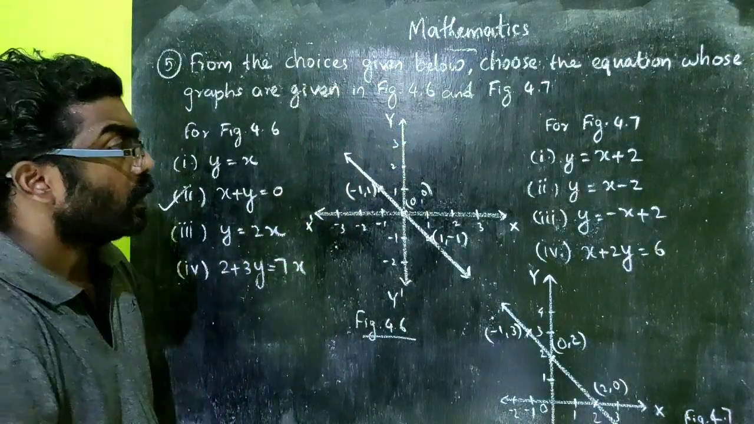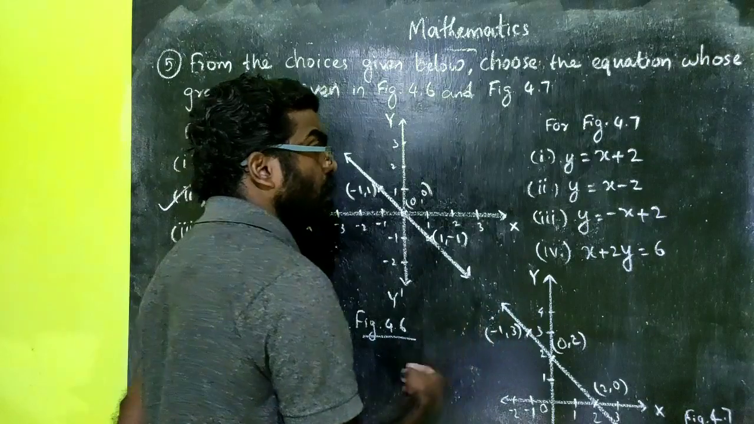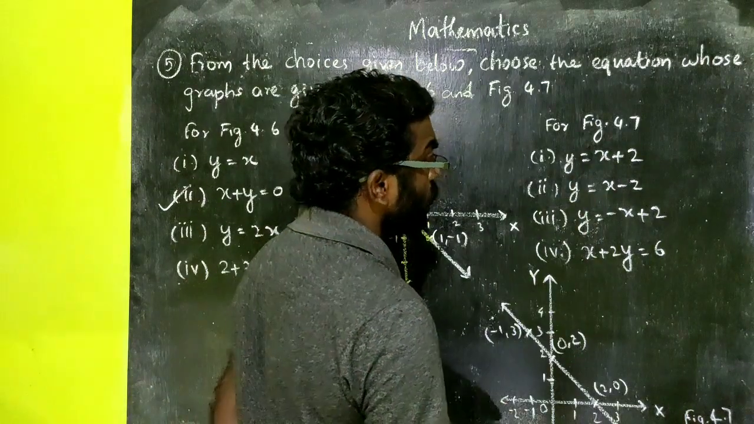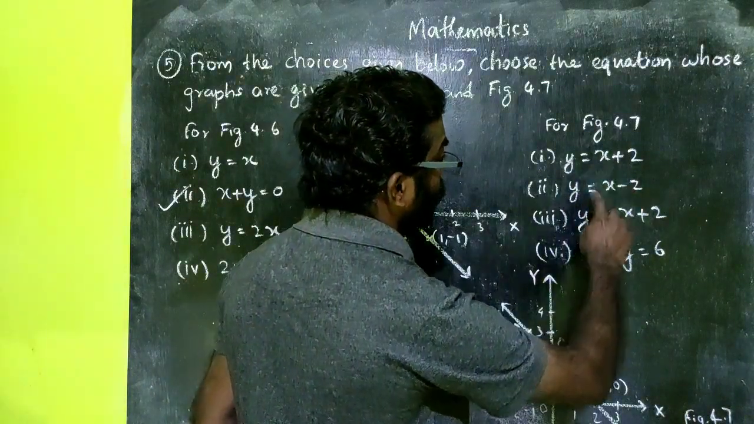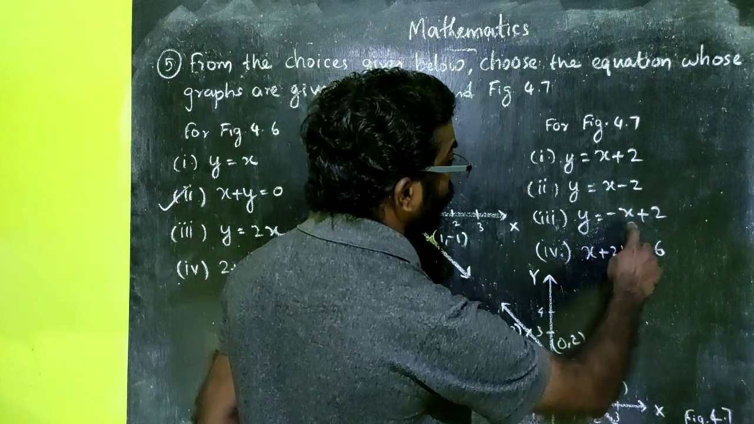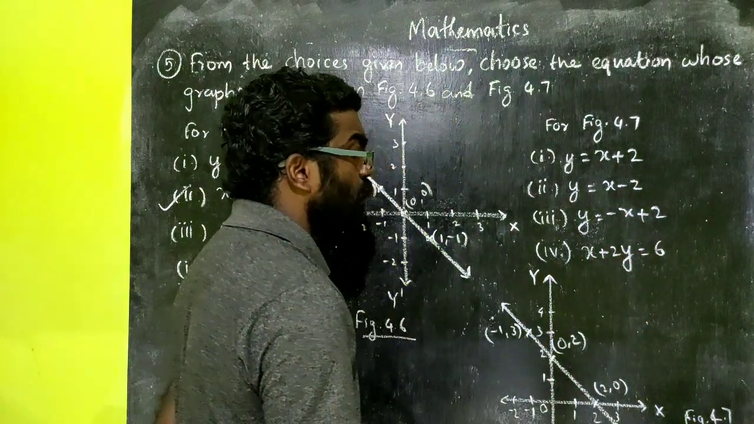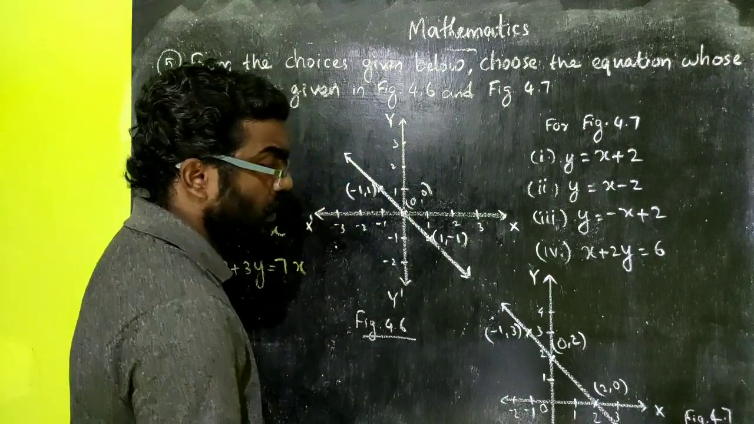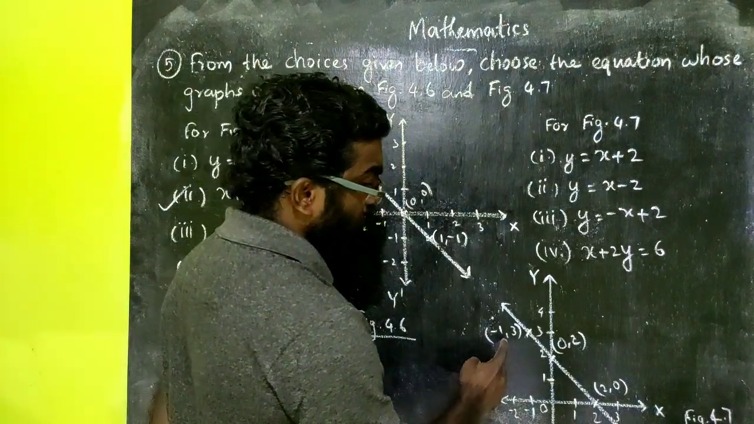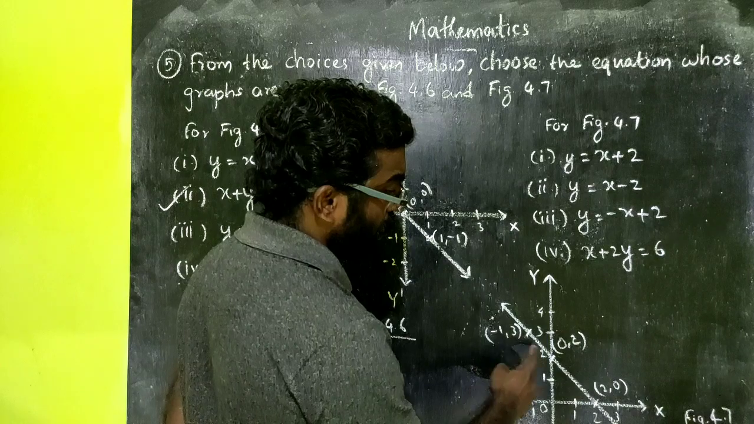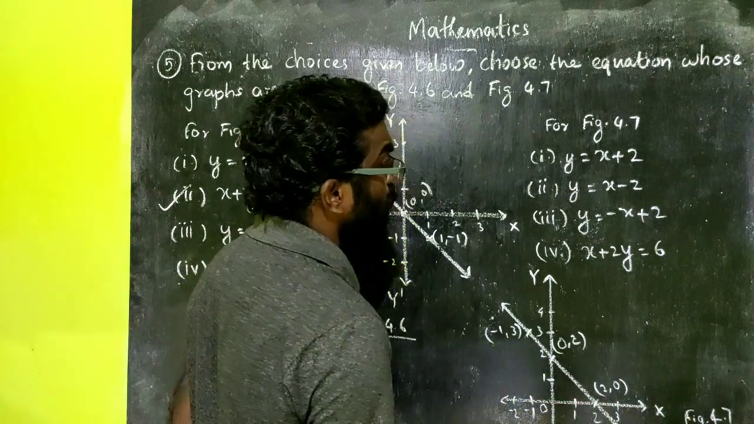Clear? Now we can check the next one, figure 4.7. The options are y equals x plus 2, y equals x minus 2, y equals minus x plus 2, and x plus 2 equals 6. These are the four options. Here the graph has the points (minus 1, 3), (0, 2), and (2, 0).